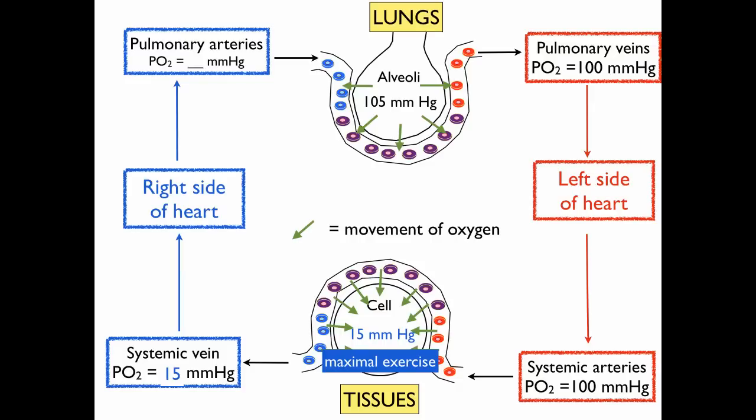That's pumped back to the heart, and the pulmonary arteries will have the same partial pressure of oxygen. So now, again, we have a larger partial pressure gradient in the lungs, being that 105 versus 15 is a much bigger number than 105 versus 40. So more oxygen will move down its partial pressure gradient into the capillaries and then be pumped back out into the pulmonary veins.